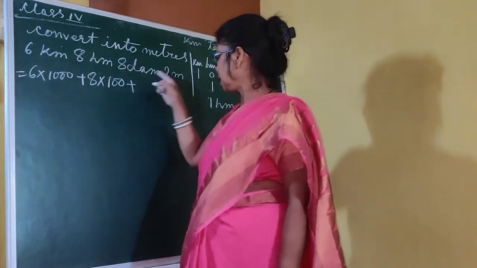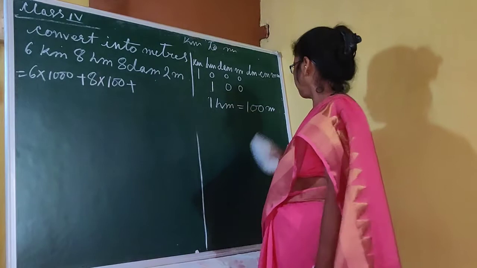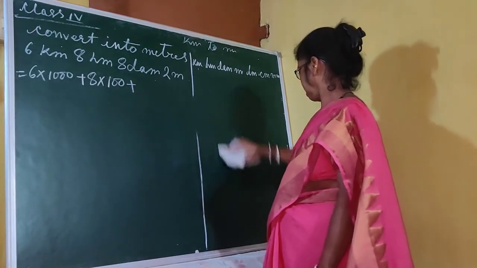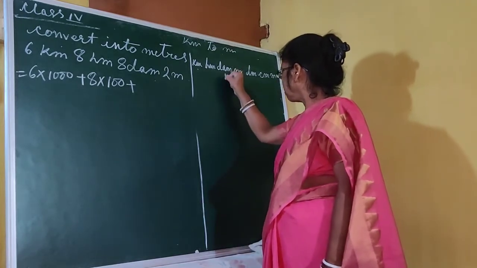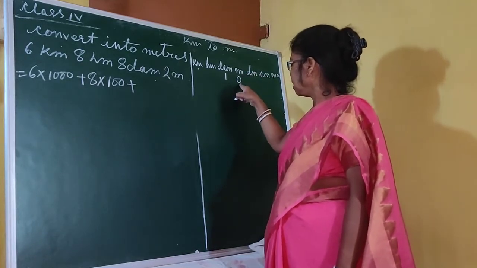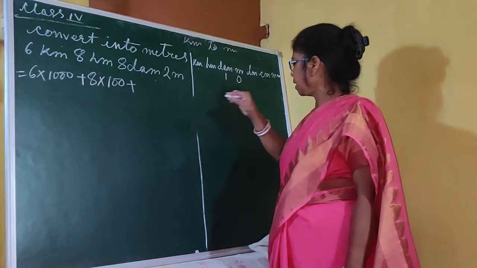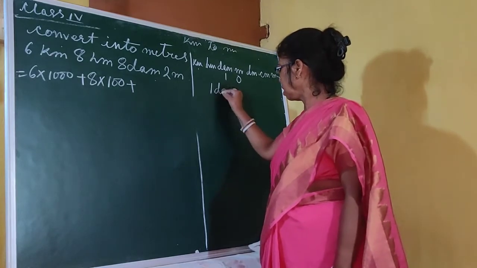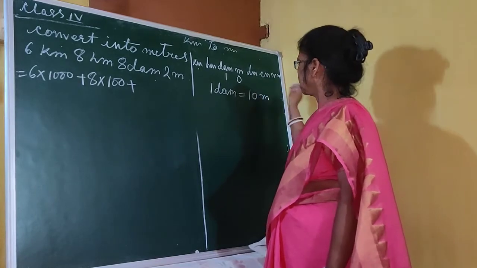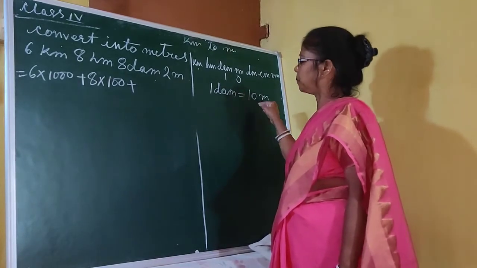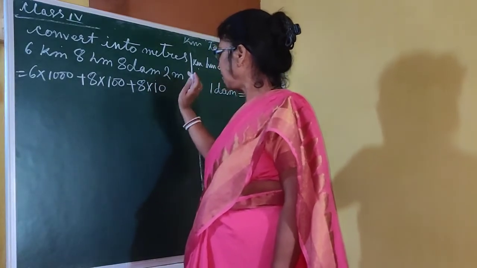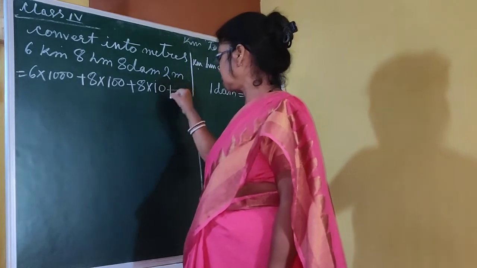So plus decameter. Now decameter is here: 0, 0, 1. So 10 meter equal 1 decameter. Decameter is bigger, equal 10 meter. So bigger to smaller, 10 multiply. So 8 into 10. And 2 meter is already there, so plus 2.